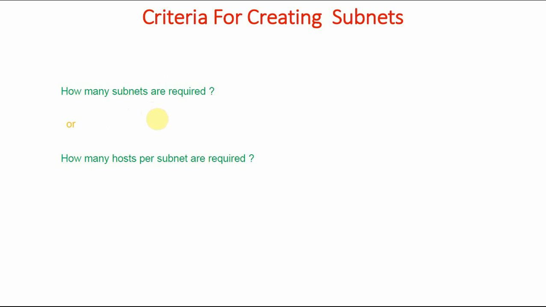And what is the other criteria? In the other criteria, we do not specify how many subnets we require. We just say that we want 14 hosts per network, or we can specify we need 6 hosts per subnet or network. So we can specify 2 criteria. The first is how many subnets are required. The other is how many hosts we want in a subnet.